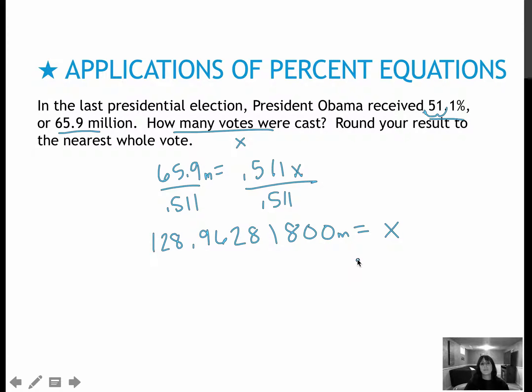Now remember that this is in millions of votes, but they've asked me to please round my result to the nearest whole vote. So that means I would have to take this times 1 million, which is how many places? 1, 2, 3, 4, 5, 6 places would be a million. So 128, let me get it written down first. I'm confusing myself. So 128,962,818 votes is about how many votes total were cast in the last presidential election.